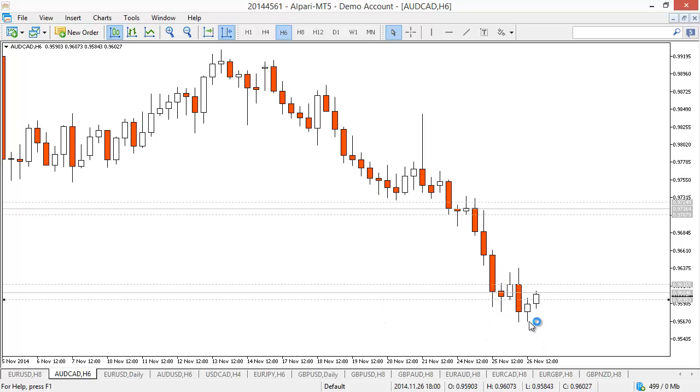And there was no real way to save yourself from this trade. It looked better on the 6 hour, by the way. There's no way to exit early. This one would have just gone straight and hit your stop loss and you would have been out.